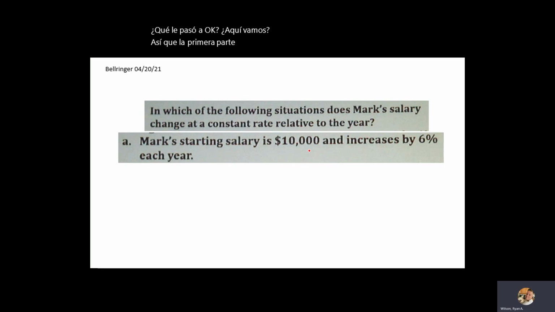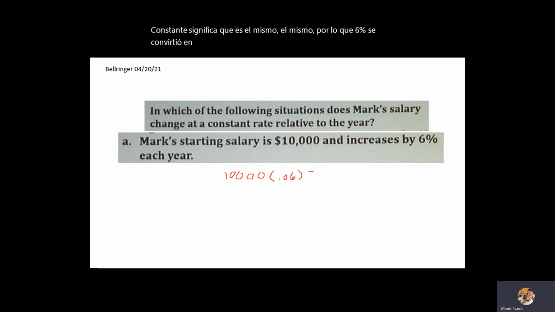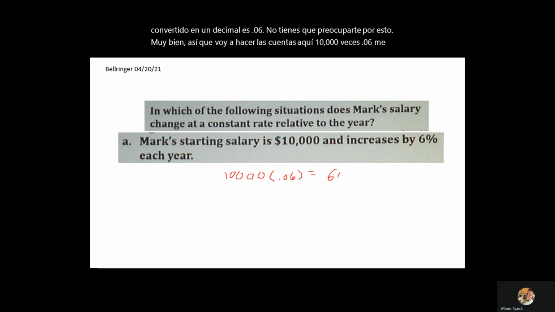Mark's starting salary is $10,000 and increases by 6% each year. I'm not going to even lie to you. This fooled me. Constant means it's the same. So 6% turned into a decimal is 0.06. You don't have to worry about this. All right, so I'm going to do the math over here. 10,000 times 0.06 gets me 600, okay?